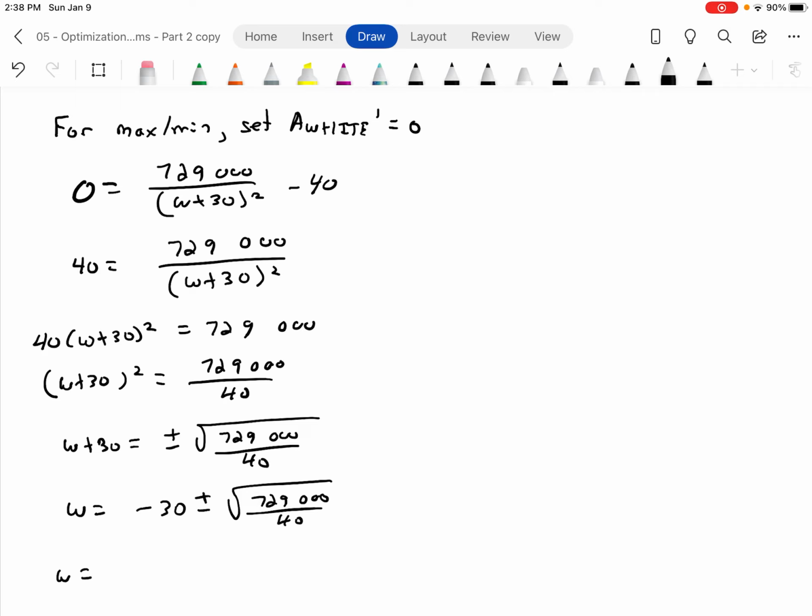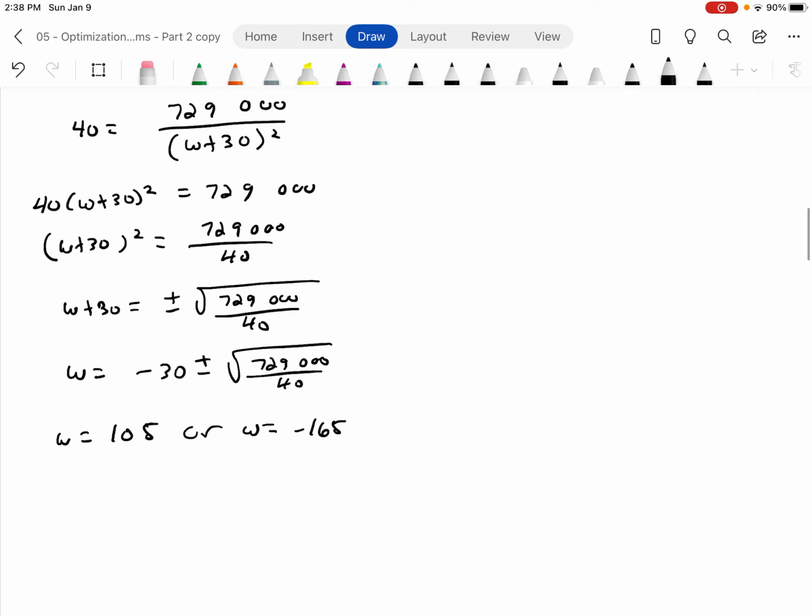So when I get my calculator out, I go negative 30 plus the square root of 72,900 over 40. And when I type that in, I get W equals 105. The other W I get is negative 165 when I punch that into my calculator. And clearly that's not admissible. We can't have a width of negative 165.